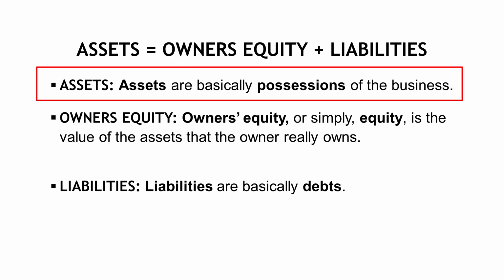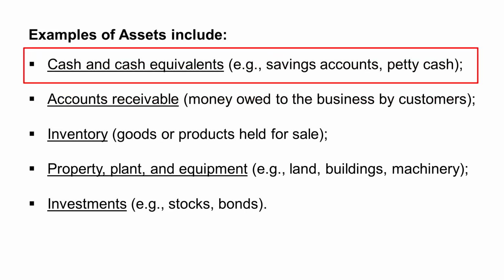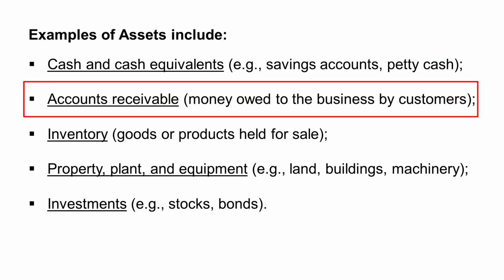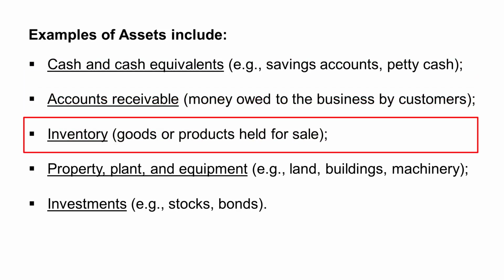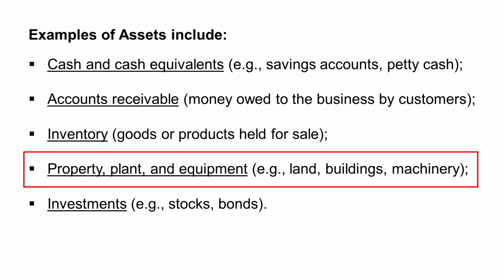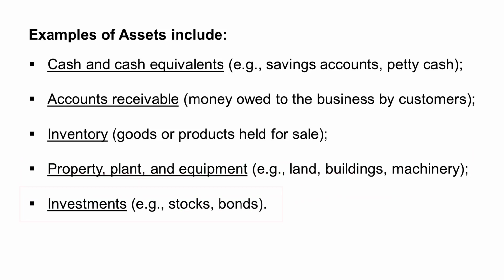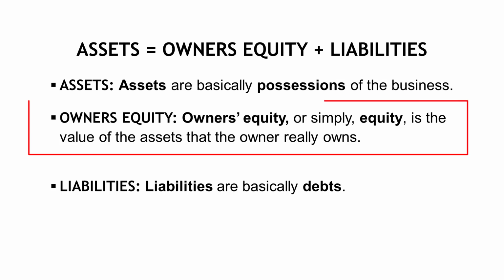Examples of assets include cash and cash equivalents, for example savings accounts and petty cash; accounts receivable, money owed to the business by customers; inventory, goods or products held for sale; property, plant, and equipment, for example land, buildings, machinery; and investments, for example stocks and bonds.